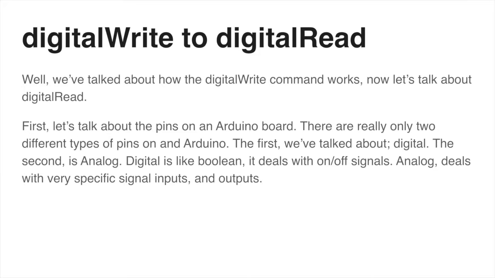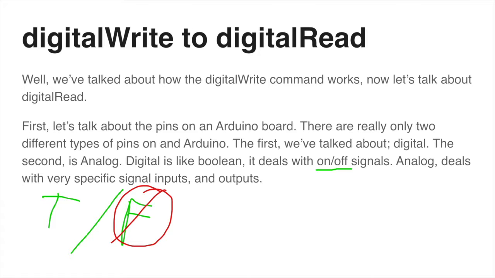Let's start with digital. Digital is like Boolean. Boolean is either on or off, as you can see here. Usually Boolean means true or false. It's one of them, not the other. So if it's true, it's not false. If it's false, it's not true. Hopefully that makes sense. So that's Boolean for you.